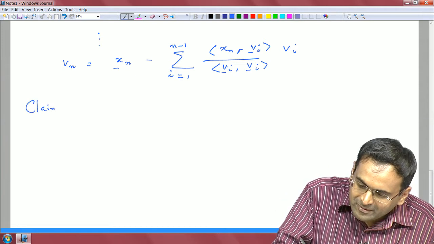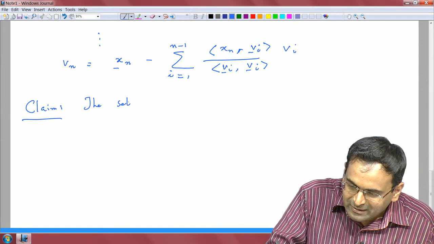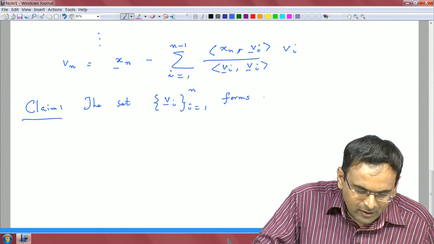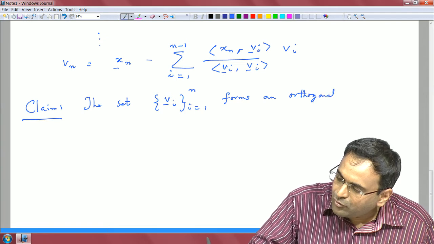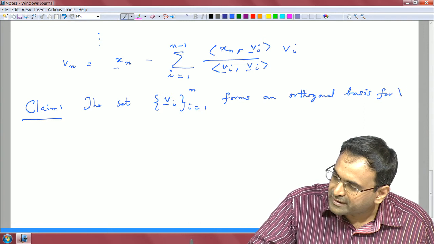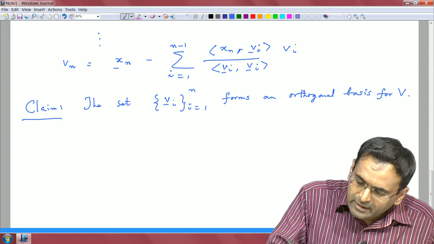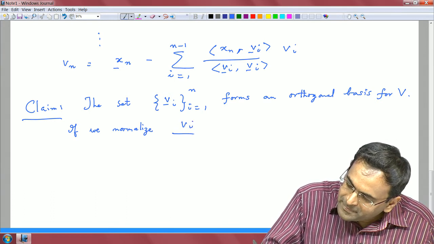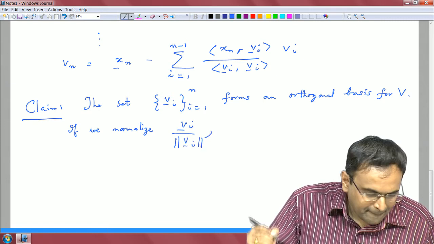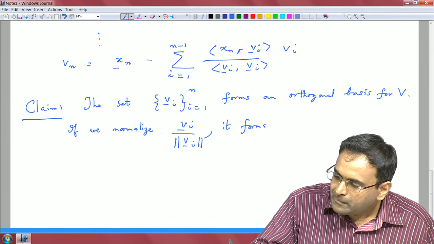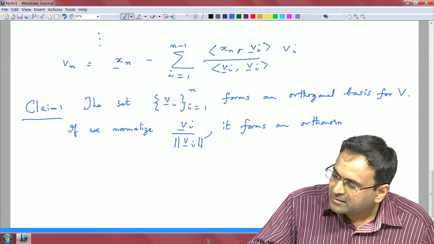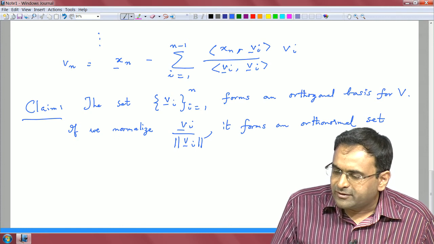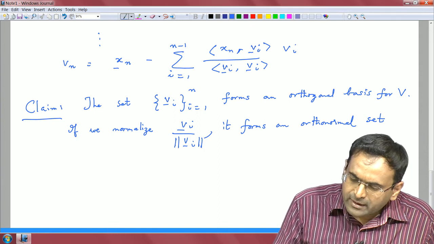So the claim is the set Vi, i equals 1 to n, forms an orthogonal basis for this vector space V, and if we normalize it, it forms an orthonormal set. Right? If we normalize this, it forms an orthonormal set. So I will leave this proof as an exercise.